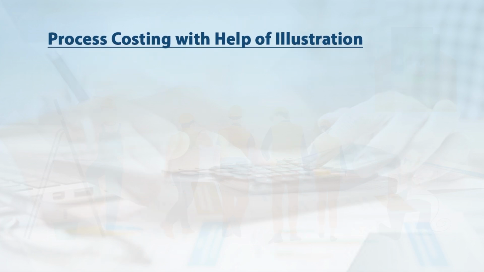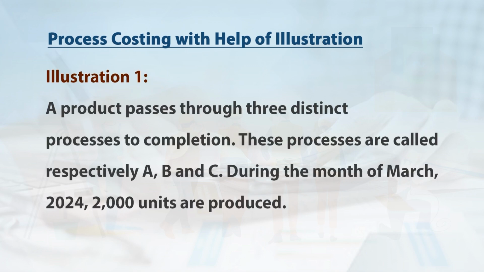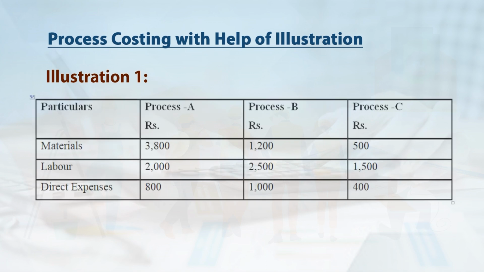Let us understand process costing with the help of an illustration. Illustration 1. A product passes through 3 distinct processes to completion. These processes are called respectively A, B and C. During the month of March 2024, 2000 units are produced. In this regard, information is obtained. Now, information for process A, process B and process C is given.